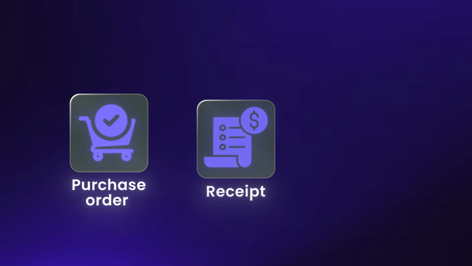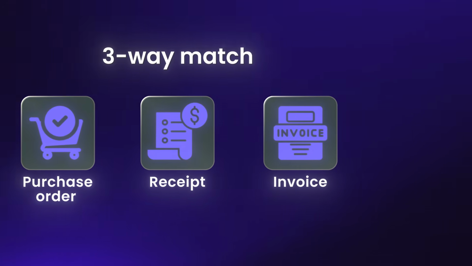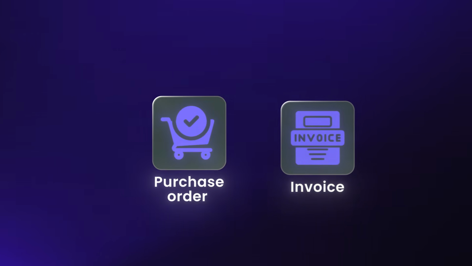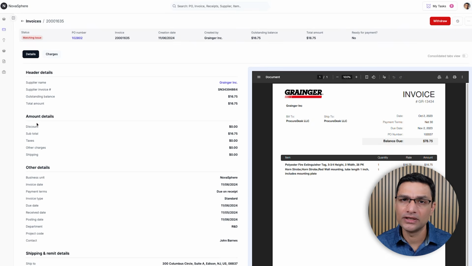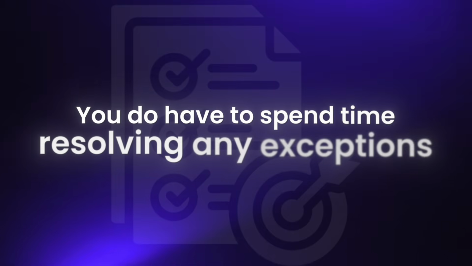So the matching includes matching the purchase order, receipt and invoice, that's a 3-way match, or matching the purchase order and invoice for a 2-way match, like services. So the system does that automatically. You really don't need to spend time figuring that out. Now, manual invoice matching can cost you up to $20 per invoice. And what we have seen with an automated approach, 100% of your invoices are matched automatically, but you do have to spend time resolving any exceptions.